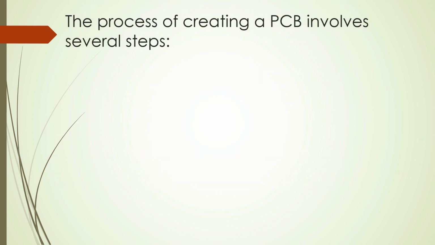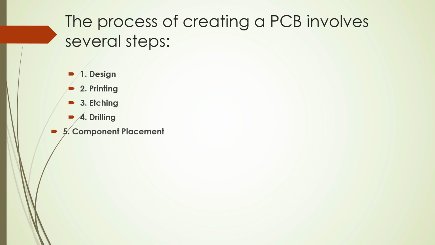The process of creating a PCB involves several steps. These steps are: the first one is design, the second is printing, third is etching, fourth is drilling, fifth is component placement, sixth is soldering, seventh is testing, and number eight is finishing. So let's discuss these steps one by one.